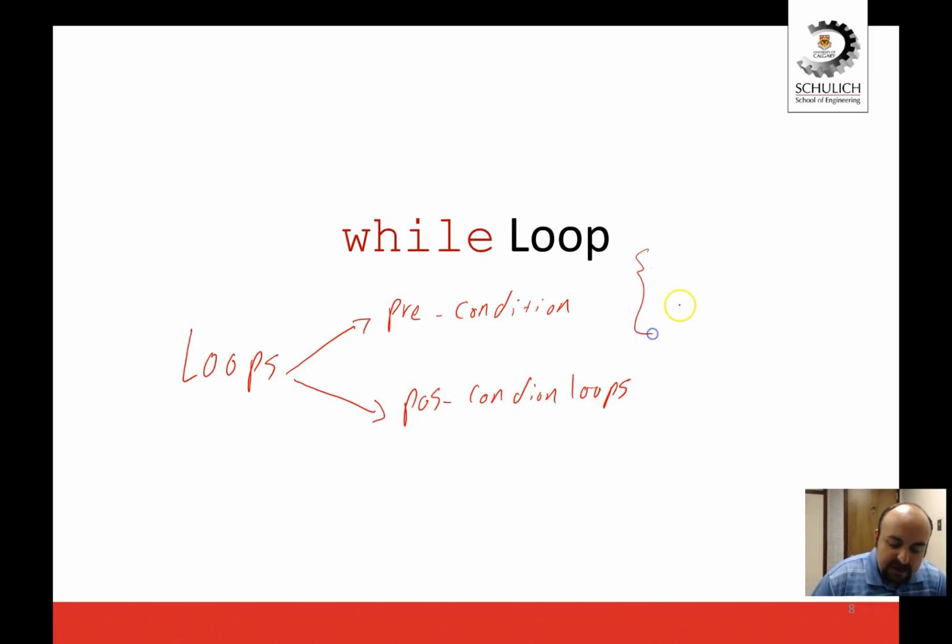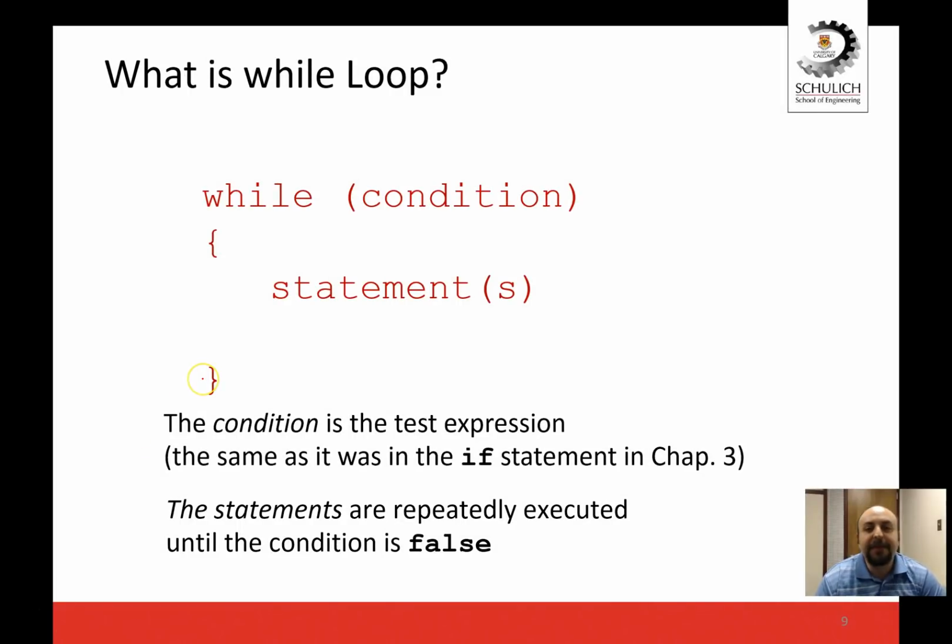Preconditions are the while loop and the for loop, and for postcondition there's only the do while, and we're going to talk about that. So the while loop is a precondition. That means that it checks for the condition first and then it'll execute some statements. Basically, the condition test is a Boolean expression. It's a logical expression, as you recall. So this could be true or false.